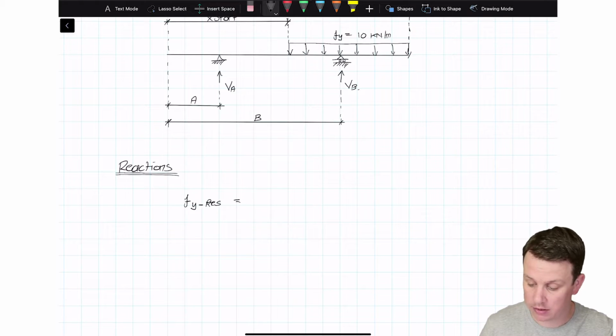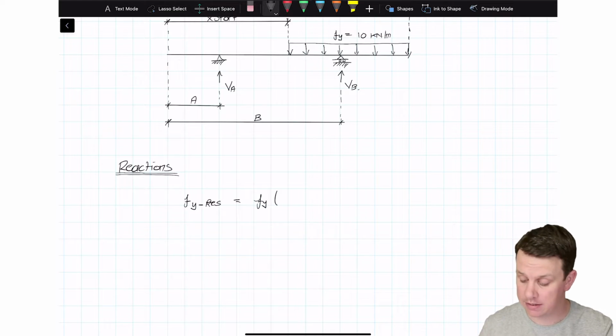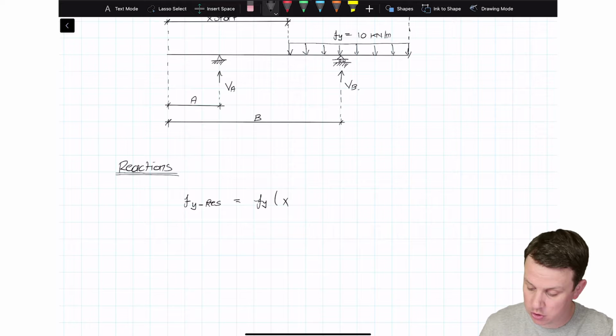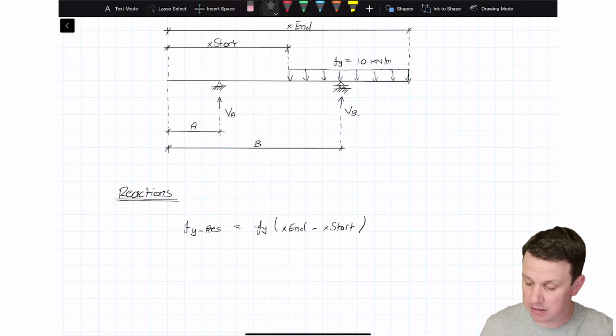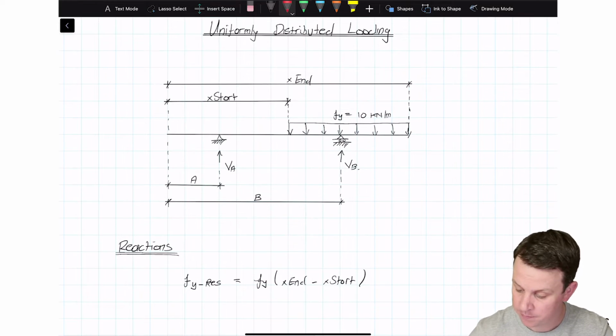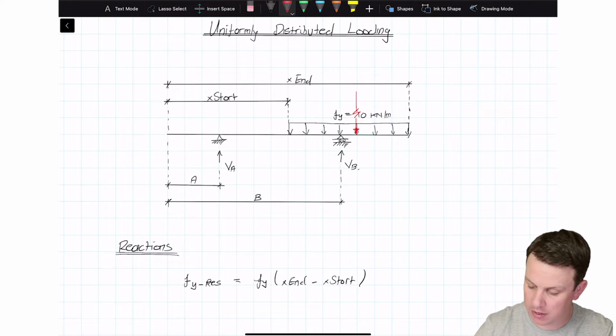Now how are we going to work that out? Well, that's pretty trivial, right? That's just going to be fy, the magnitude, times the length over which that force acts, which is just going to be x, let's stick with a lowercase x, x end minus x start. All right, so that's going to give me the resultant. That gives me as if I took away that uniformly distributed load and replaced it with a single point load. If I did so, that point load would have magnitude fy res.